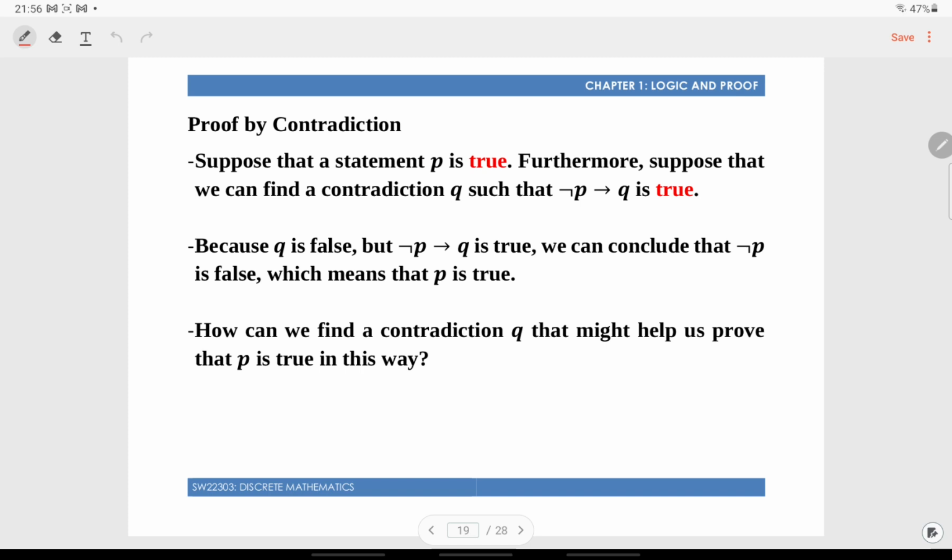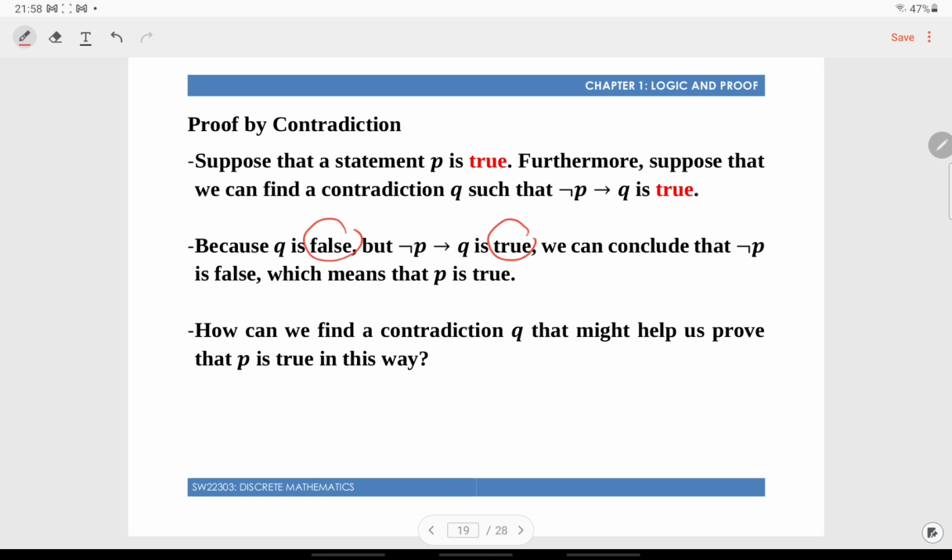Now, having finished with the contraposition method, we move to the proof by contradiction method. Suppose that a statement P is true. Furthermore, suppose that we can find a contradiction Q such that if not P, then Q is true. A contradiction of Q means we need to make Q false. Because Q is false but not P implies Q is true, this one is false, this one is true.